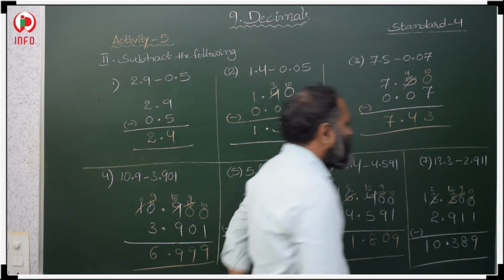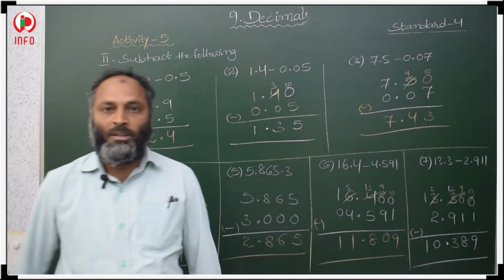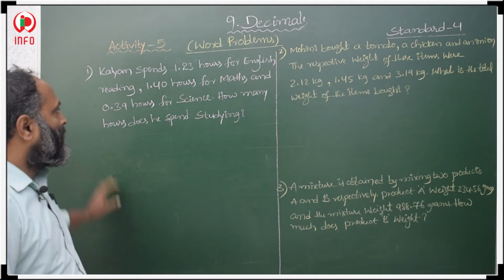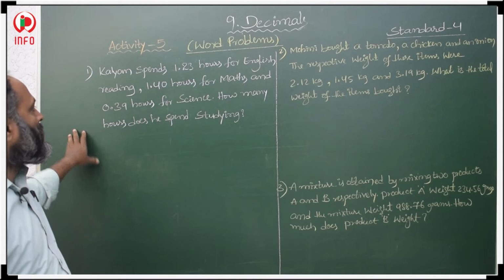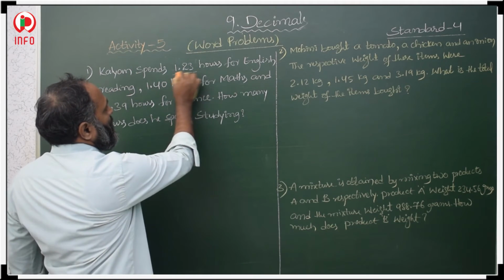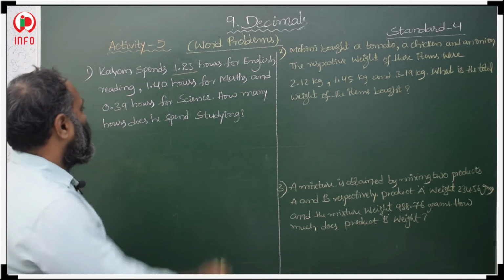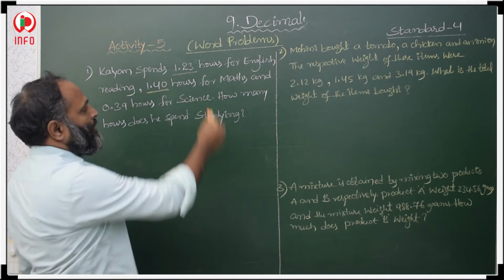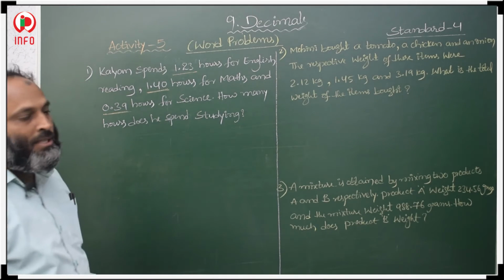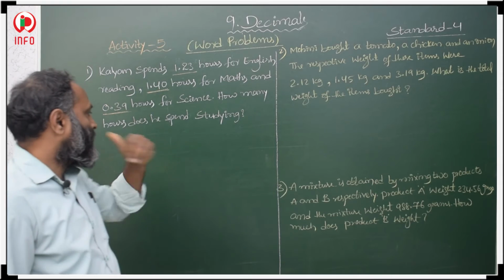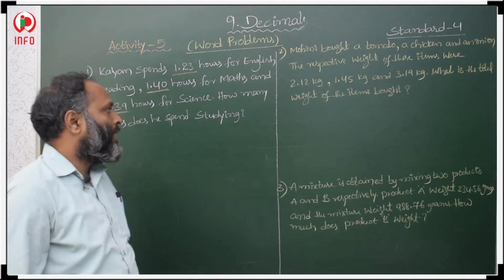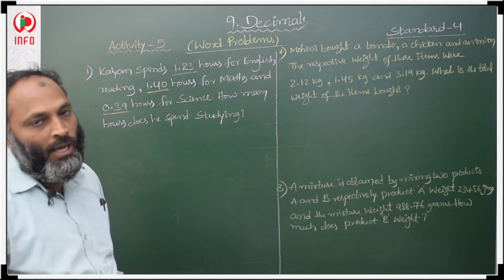10.389. So in this way we have to subtract when decimal numbers are given. Now in activity 5, word problems. First question, Kalyan spends 1.23 hours for English, 1.40 hours for maths and 0.39 hours for science. Then how many hours does he spend studying? He is asking for the total, which means we have to add.